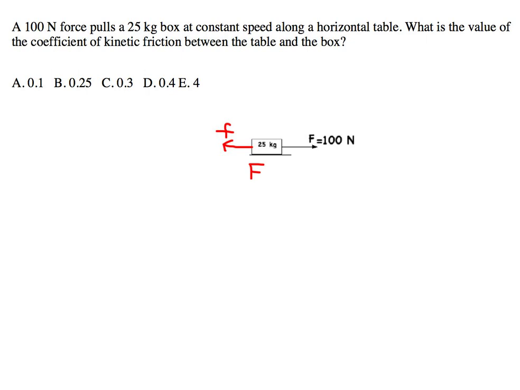We also know that in this case, if we draw all the force diagrams, we have the normal force up and we have the weight down. And since there's no motion in the y direction, we know that the sum of the forces has to add up to zero, or that the normal force is equal to the weight, which we know is equal to mg.